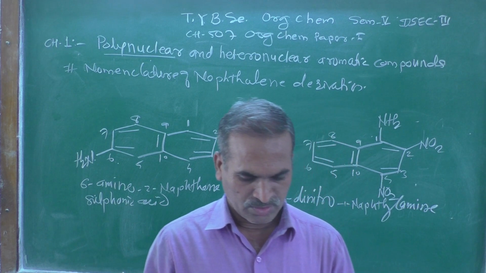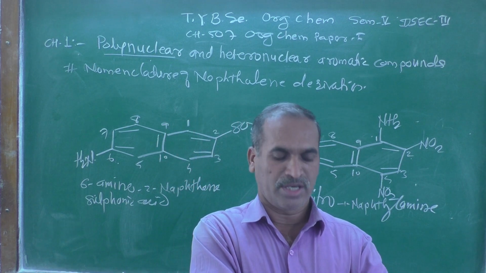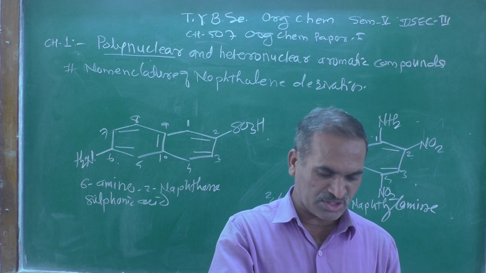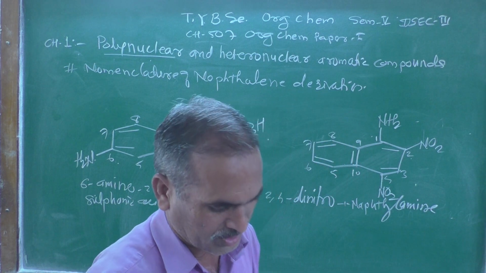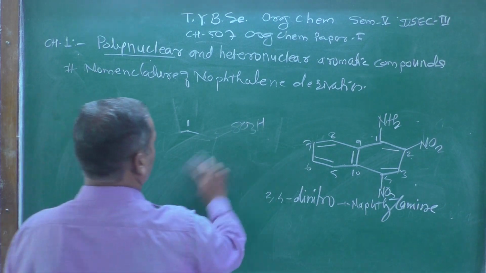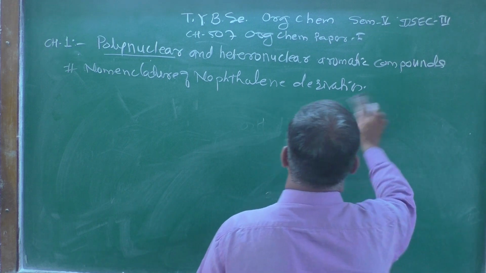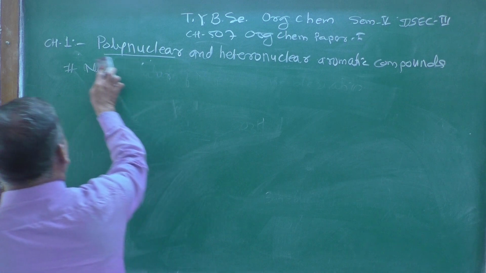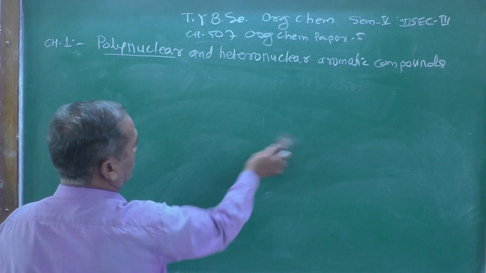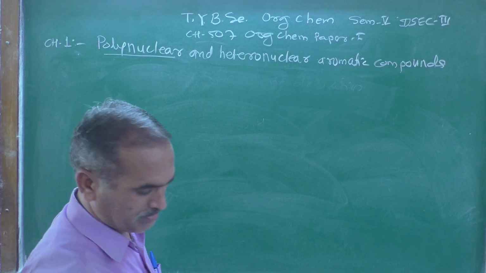Now switching over to the next point we are going to discuss, that is the synthesis of naphthalene according to Haworth. Let us see that. Synthesis of naphthalene, because naphthalene is a polynuclear compound, and therefore we are discussing the synthesis of naphthalene.